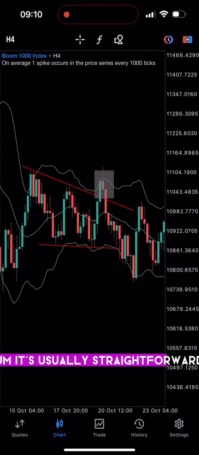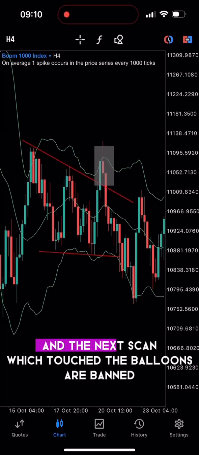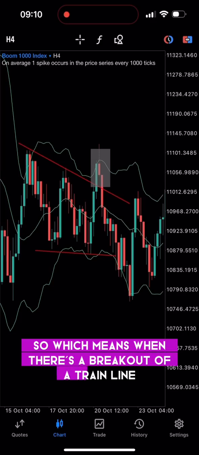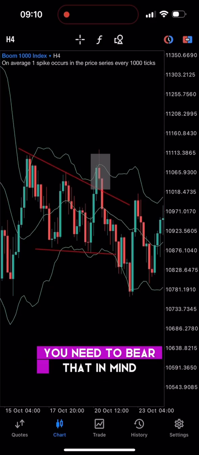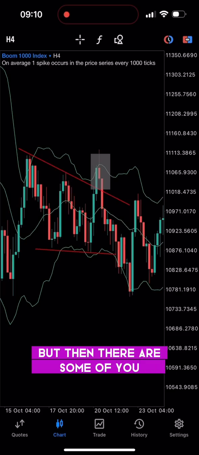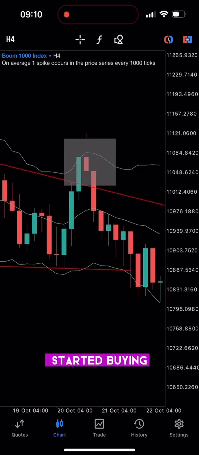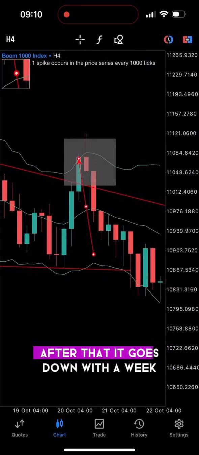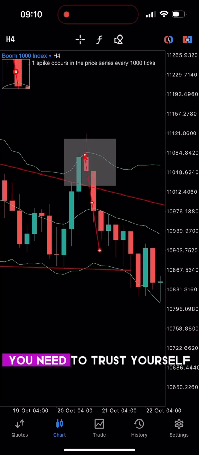It's usually straightforward. Like here, you see there was a breakout, right? And the next candle touched the Bollinger Band, which means when there's a breakout of a trend line, there's going to be a retest. So when you're trading, you need to bear that in mind. But then there are some of you who will go full margin on a trade like this. Just look at it. It went up with that wick, right? You started buying. Then you think you are wrong, then you exit the trade. After that, it goes down with a wick. Then you know you were right all along. You need to trust yourself.